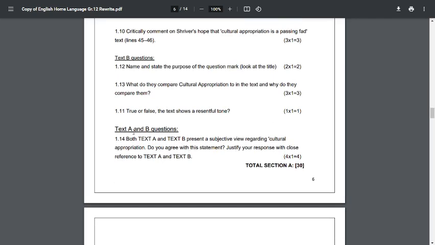Do they, text A and text B, present a subjective view regarding cultural appropriation? Oh, they do. Do you agree? Justify a response with close reference to text A and text B. So you need to say, I agree or I disagree, and then a justification. So you need to build a little argument there to say why you said yes or why you said no. So it's going to be much longer than one sentence.